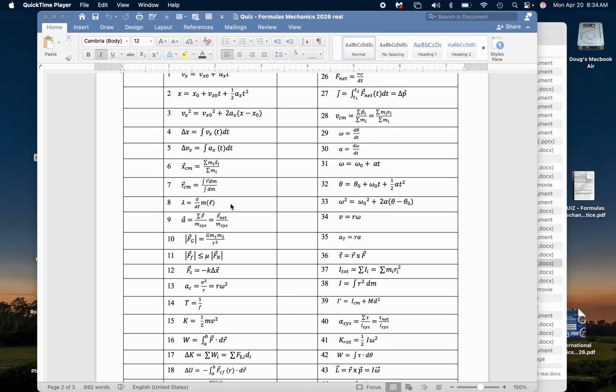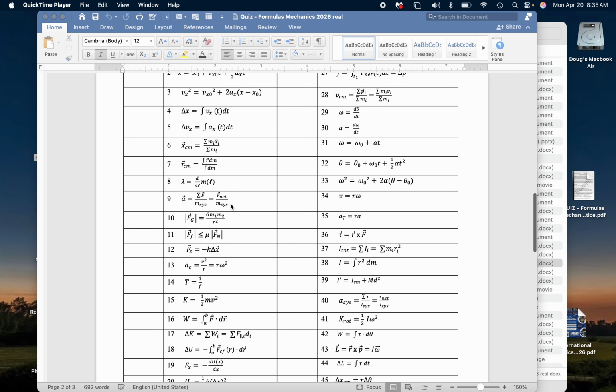9, you should know. 9 is Newton's second law. Cool. 10 is the formula for the force between two objects. So that's the formula for universal gravitation. 11 is the only formula we have here which involves friction. So force of friction is less than or equal to coefficient of friction times the normal force. 12 is Hooke's law. So that's relating the force on a spring, the spring constant, and the stretch of a spring.